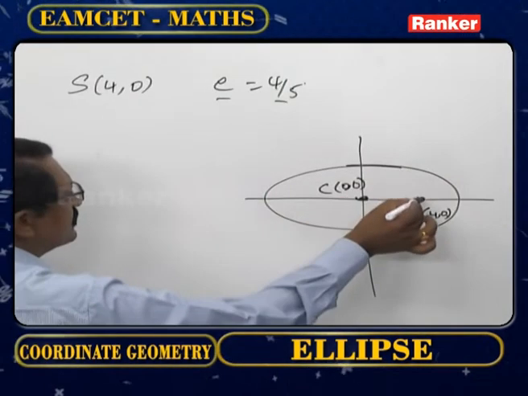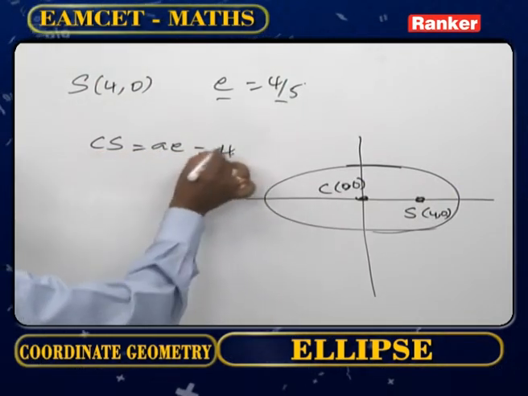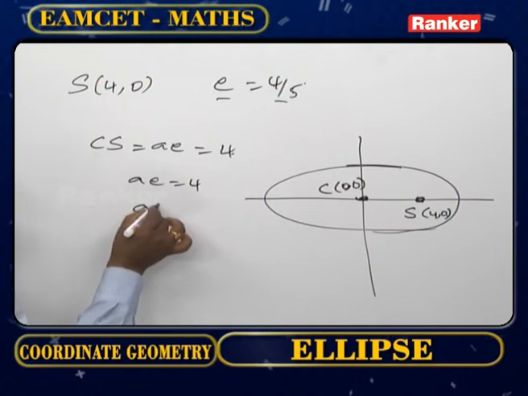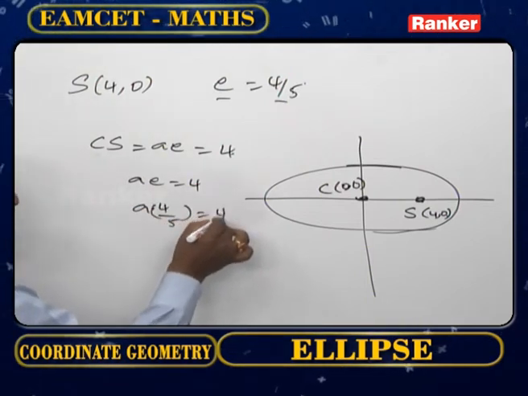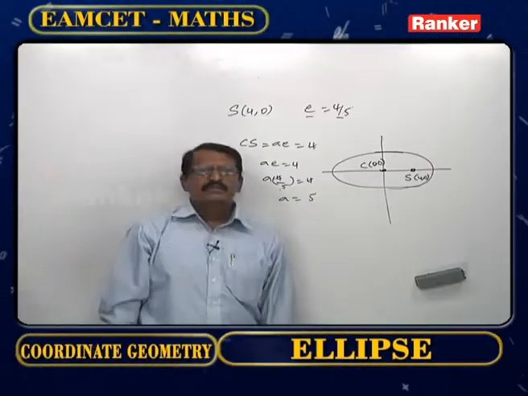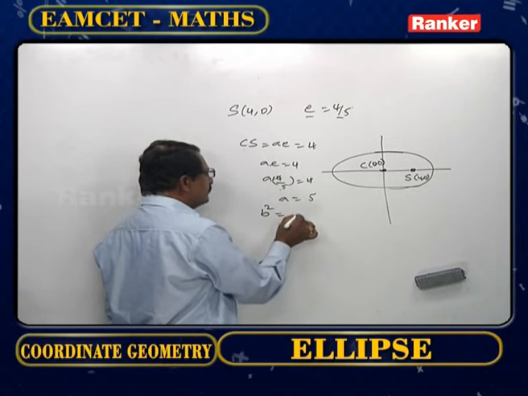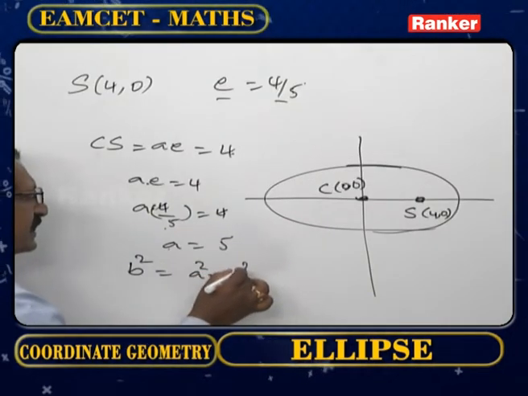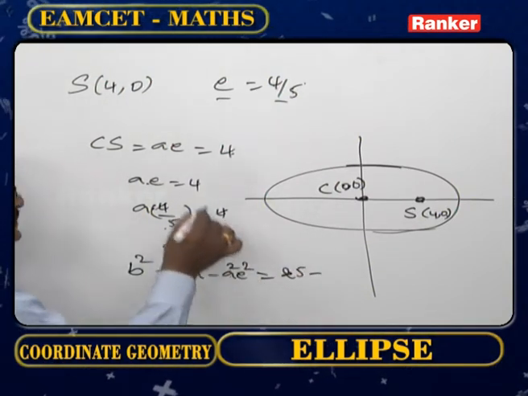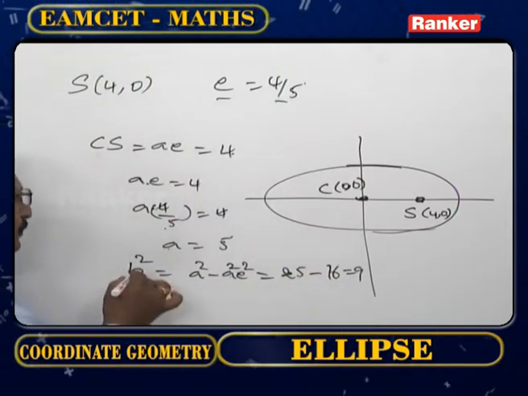Now always the distance between center and focus, c, equals ae, and that equals 4. So ae equals 4, e is given as 4 by 5, so a into 4 by 5 equals 4, then by cross multiplication, 4 gets cancelled and a equals 5. But in an ellipse, b square equals a square minus a square e square. The value of a equals 5, so a square is 25 minus a square e square, which is 16. So b square equals 9.